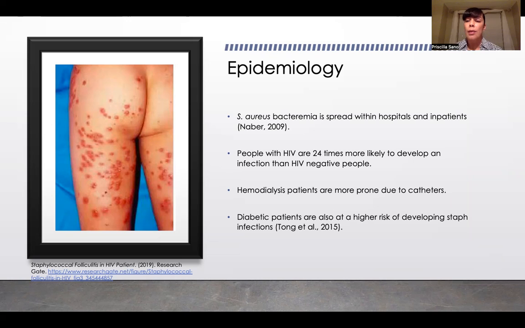In the US, ethnicity is a contributing factor, where the Black population is more prone to contract these types of infections than the white population. Males are also more prone to infection than females. Injection drug users also have an increased chance of developing an infection due to Staph aureus.